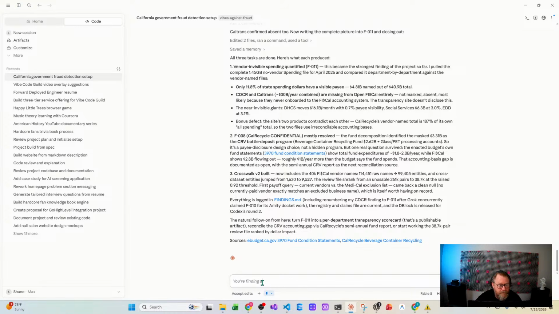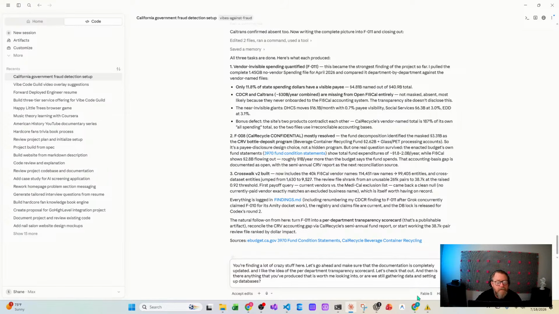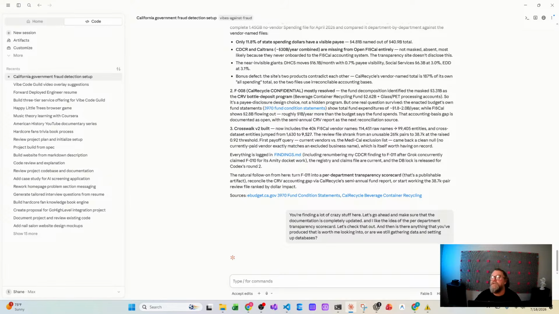You're finding a lot of crazy stuff here. Let's go ahead and make sure that the documentation is completely updated. And I like the idea of the per-department transparency scorecard. Let's check that out. And then is there anything that you've produced that is worth me looking into, or are we still gathering data and setting up databases? I think so. We're still doing mostly setup.